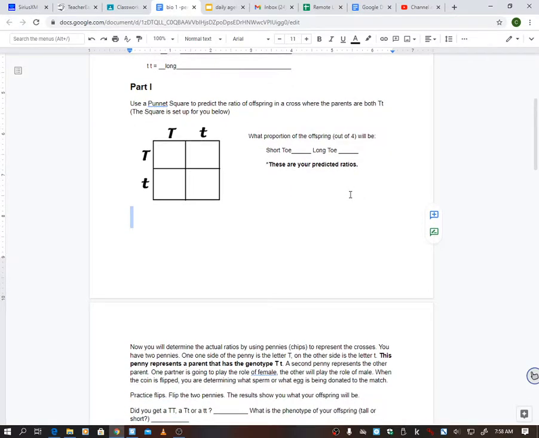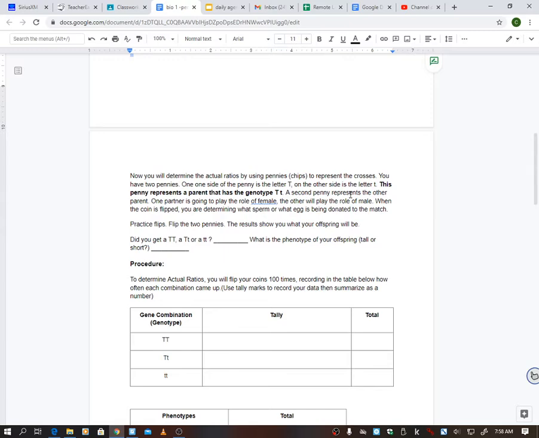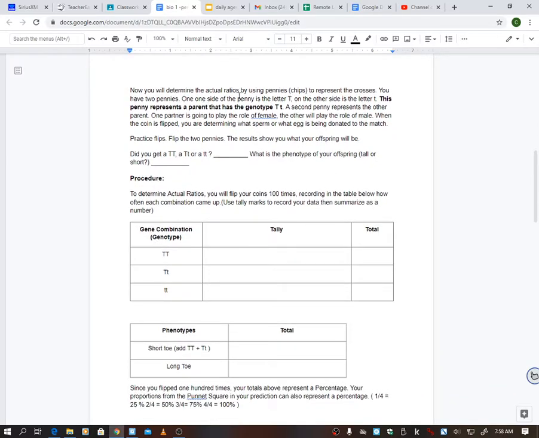So these are the predicted ratios, but let's see what happens when you actually let chance take over. When we're doing chance here, you're going to determine the actual ratios by flipping a penny. So you have 2 pennies. On one side of the penny is the letter capital T. Now as a class, we'll decide that heads equals capital T, and I'll write that on the board. And then if you get tails, that's a lowercase t. This penny represents a parent that has the genotype capital T, lowercase t. A second penny represents the other parent, and they're going to have a capital and a lowercase. Once again, if you flip heads, that's a capital T. If you flip tails, it's a lowercase t.